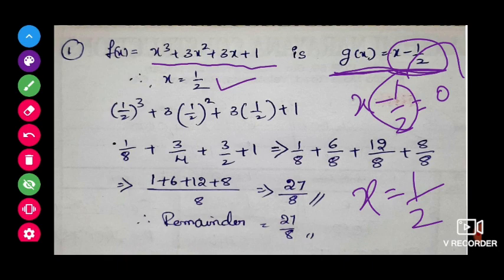Now substitute in the equation: 1 by 2 cube, 3 into 1 by 2 square, 3 into 1 by 2, plus 1. Now 1 by 2 cube means 1 cube by 2 cube, which is nothing but 1 by 8. 3 into 1 by 2 square: the square is applicable for both the numerator and the denominator. So 1 square means same, 2 square means 4. Next, 3 into 1 by 2, that is 3 by 2, plus 1.